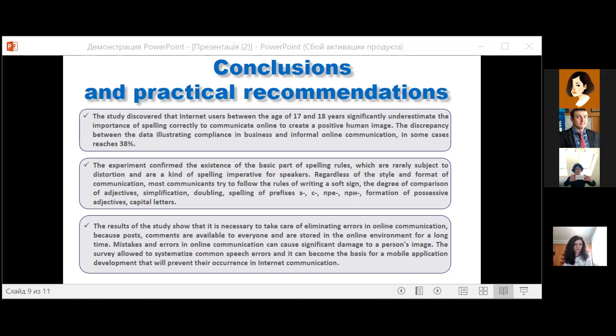because post comments are available to everyone and are stored in the online environment for a long time. Mistakes and errors in online communication can cause significant damage to a person's image. The survey allowed to systematize common speech errors, and it can become the basis for a mobile application development that will prevent their occurrence in internet communication.